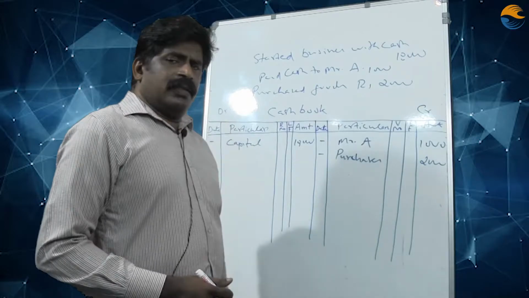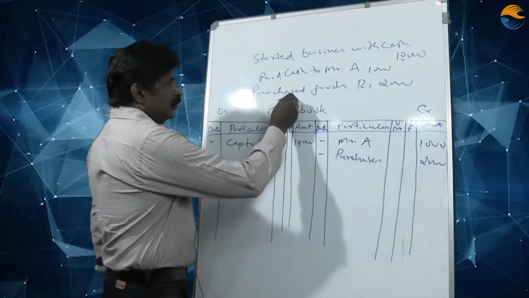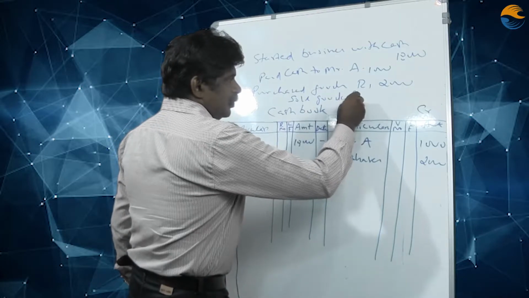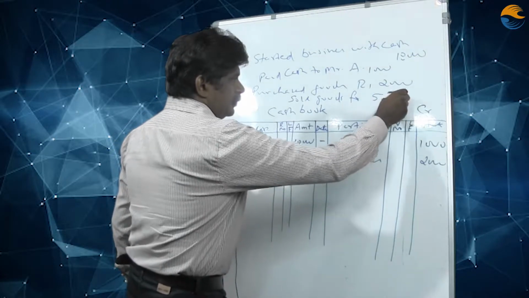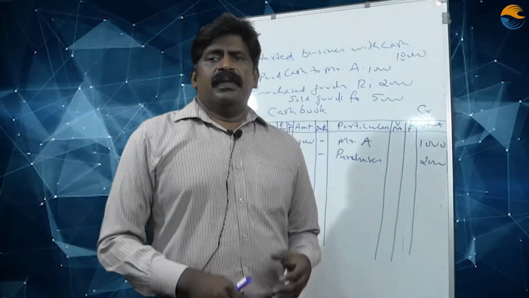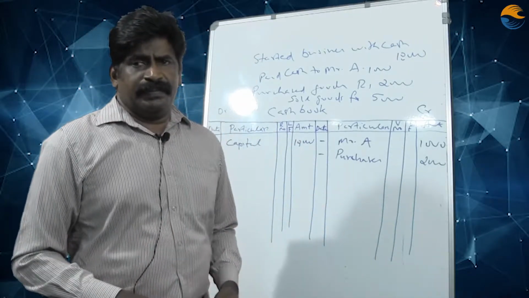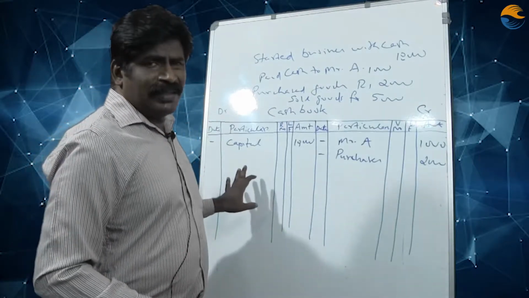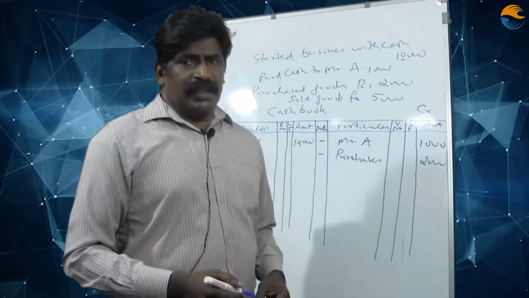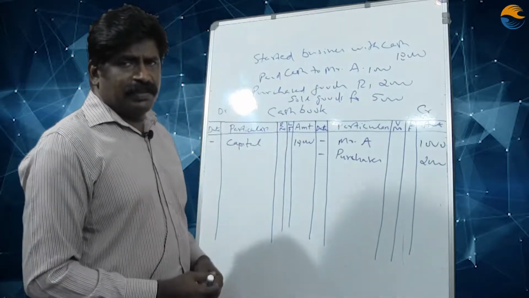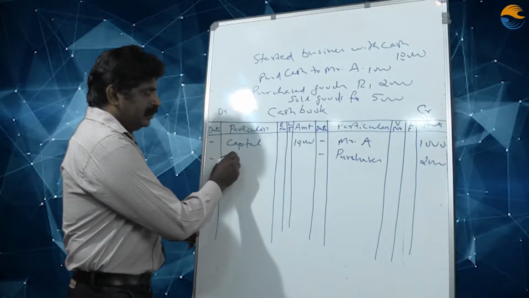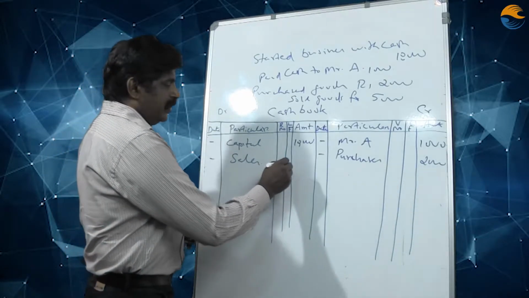Now consider another transaction. Sold goods for 5,000. When we make sales, definitely cash comes into the business. So it is to be considered on the receipt side. One aspect is cash, another aspect is sales. So the sales aspect should be shown on the debit side. After writing the date, sales will be shown here.